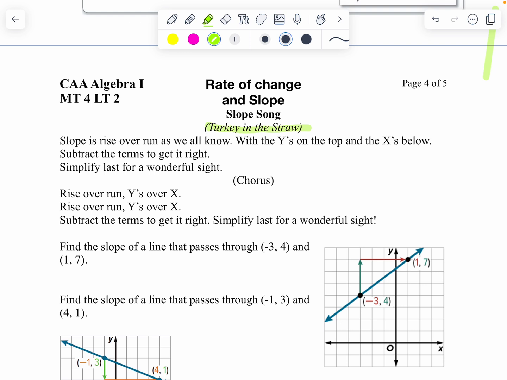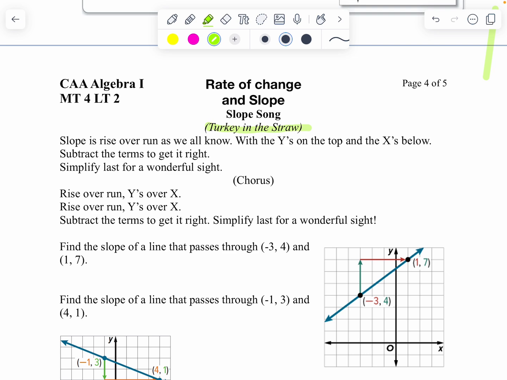Chorus again. Yeehaw! Rise over run, y's over x. Subtract the terms to get it right. Simplify last for wonderful sight.